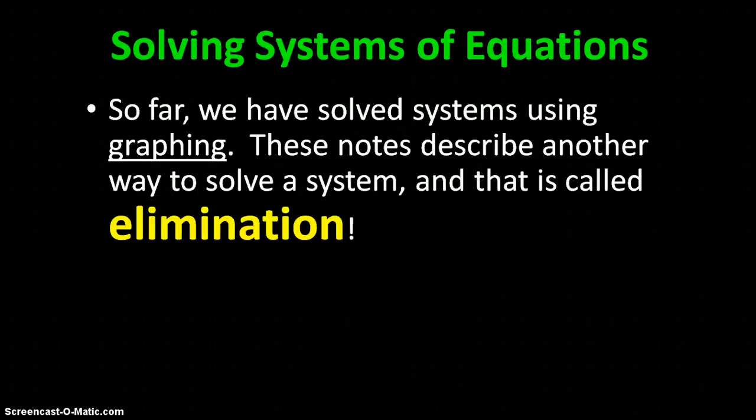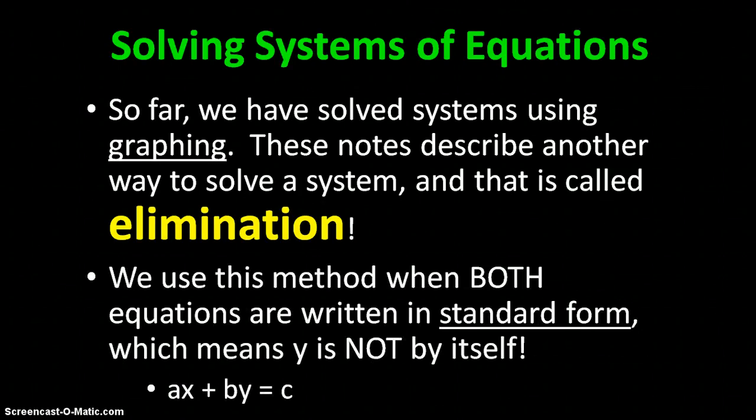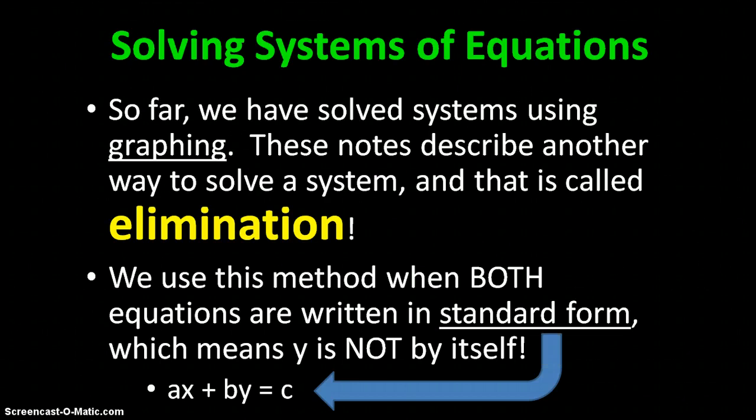Solving a system of equations. So far we have solved this system by graphing, where we graphed two lines on a graph and found where the two crossed. Now we're going to solve by another way, and it's called elimination. We use this method when both of the equations are written in standard form. Standard form means that y is not by itself.